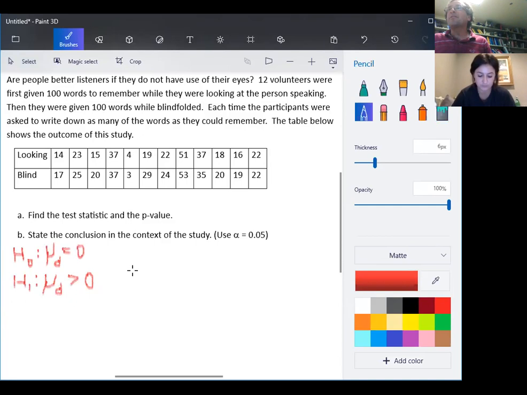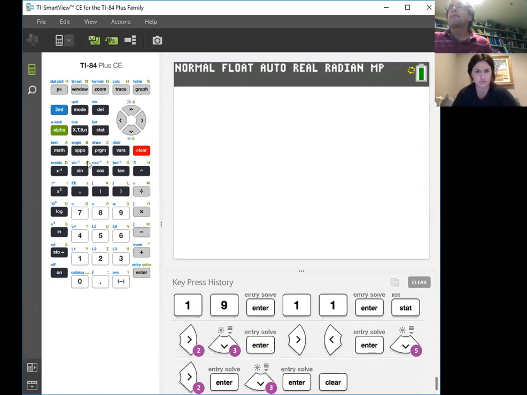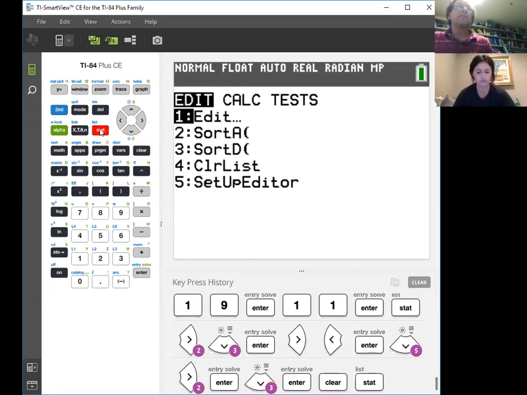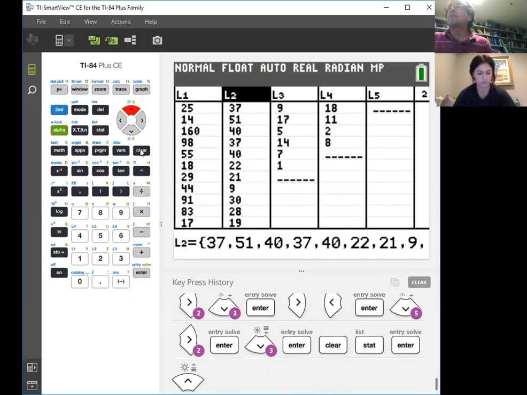Okay, so now, as you're used to, we go to our calculator. All right, so what we're going to do, let me clear what we had. I'm going to go to Stat. I'm going to go to Edit. Let's clear out our L1 and L2.